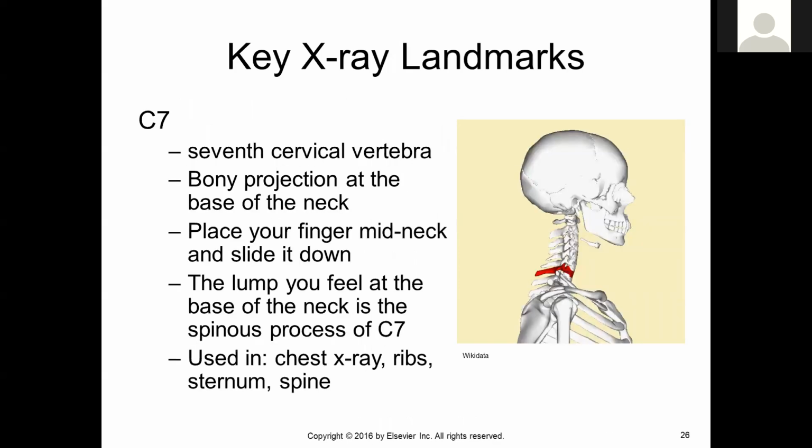This slide is copied from the body planes PowerPoint, but it just shows the key landmark that we use for a chest X-ray, which is C7, the 7th cervical vertebra. The spinous process projects at the base of the neck. You should be able to find this on your own neck and on your patient's very easily. Just place your finger at the mid-neck and slide it down. You will encounter a bony lump at the base of the neck. This is the spinous process of C7.